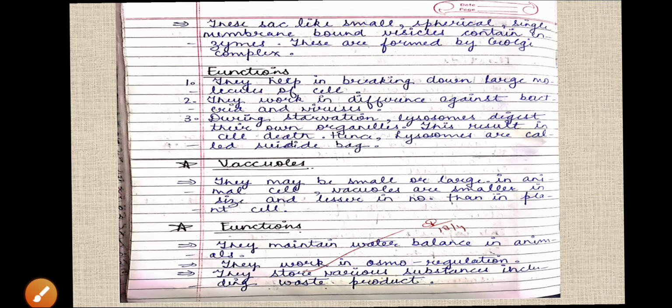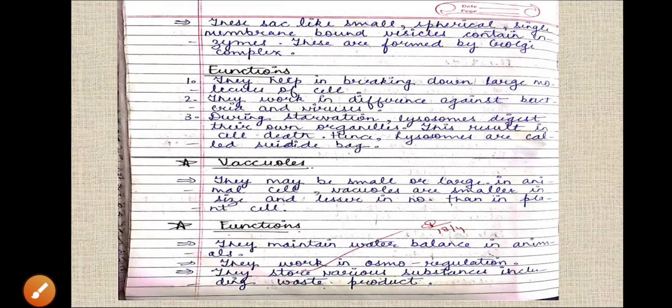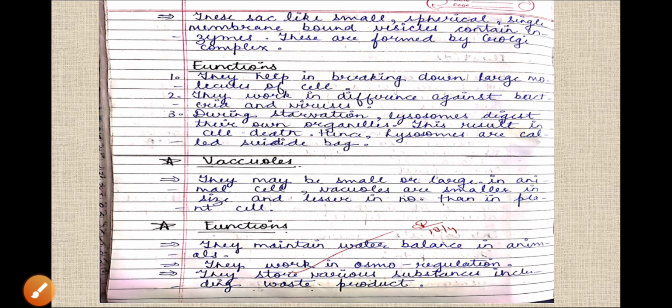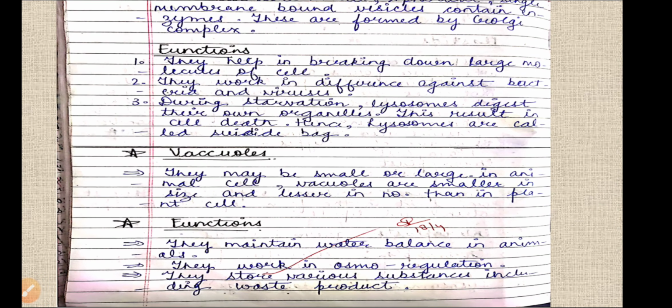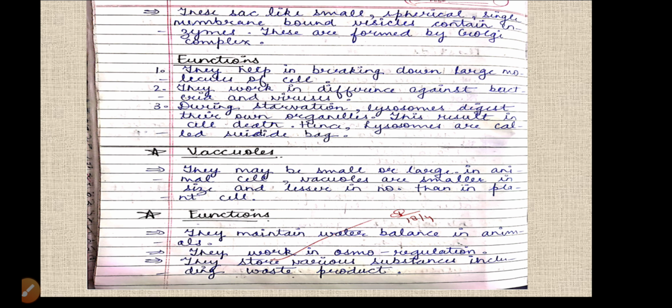Vacuoles. They may be small or large in an animal cell. Vacuoles are smaller in size and fewer in number than in a plant cell. Functions of vacuoles: they maintain water balance in animals. They work in osmoregulation. They store various substances including waste products.